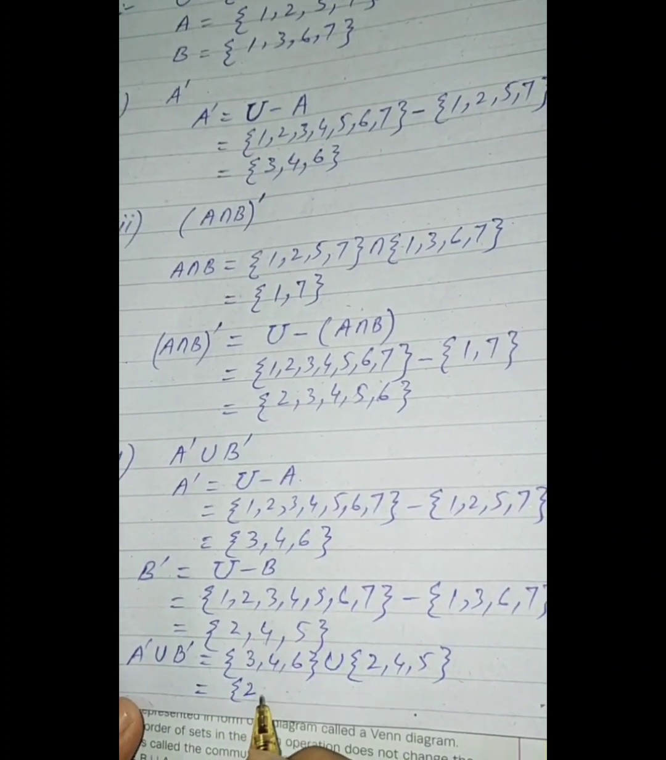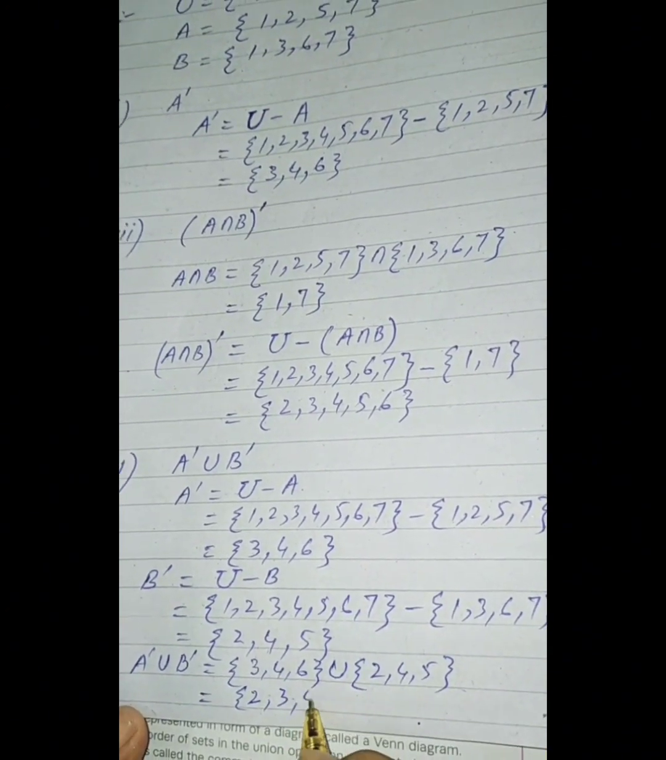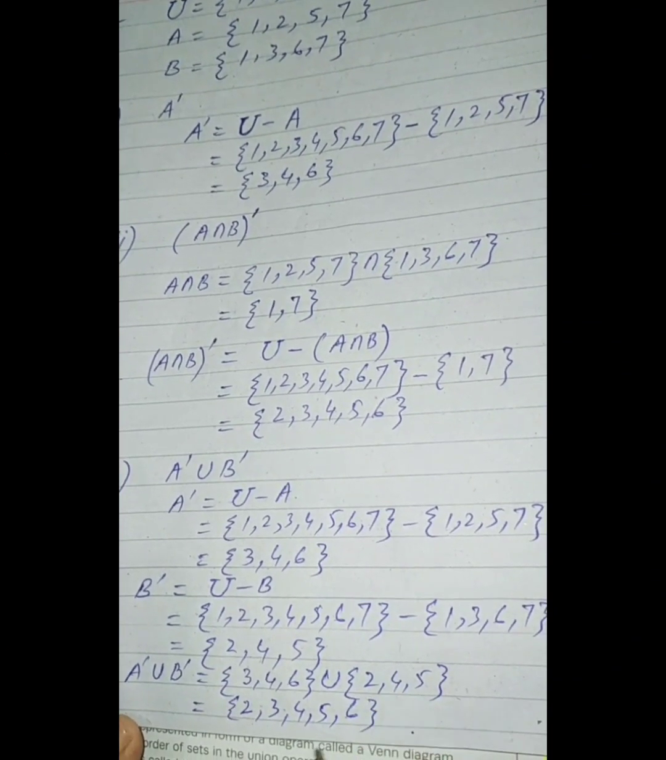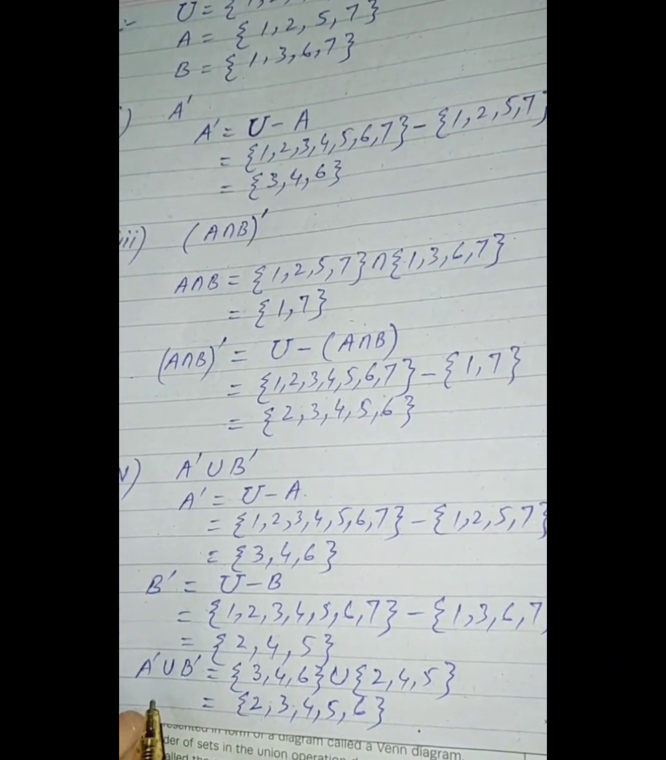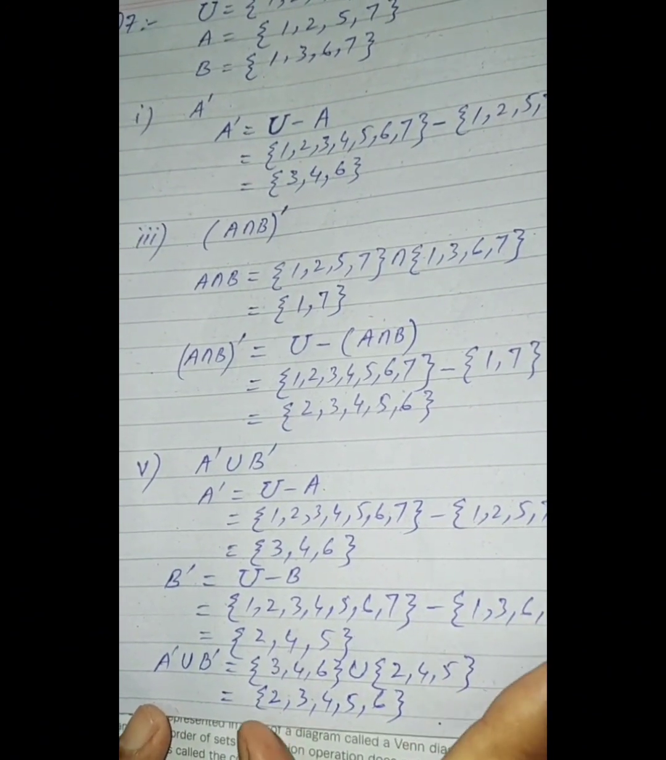So we will write 2, we will write 3, we will write 4, we will write 5 and we will write 6. So this is the union of A complement and B complement. Clear?